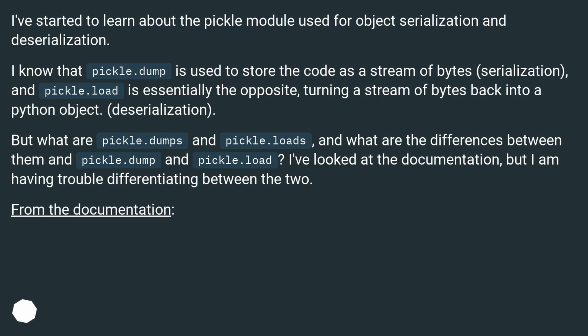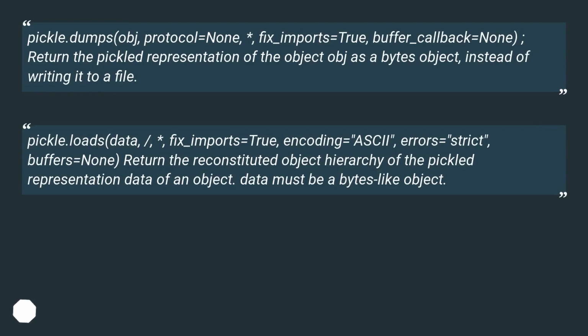From the documentation, pickle.dumps(obj, protocol=None, *, fix_imports=True, buffer_callback=None): return the pickled representation of the object obj as a bytes object, instead of writing it to a file. pickle.loads(data, /, *, fix_imports=True, encoding="ASCII", errors="strict", buffers=None): return the reconstituted object hierarchy of the pickled representation data of an object. Data must be a bytes-like object.